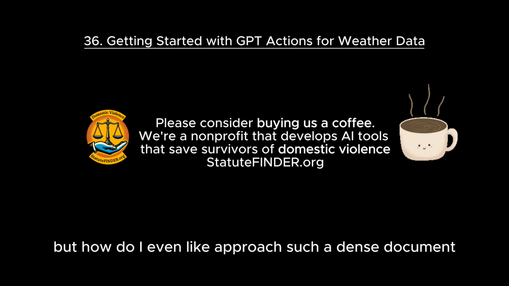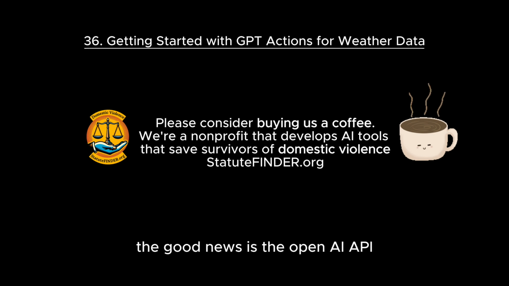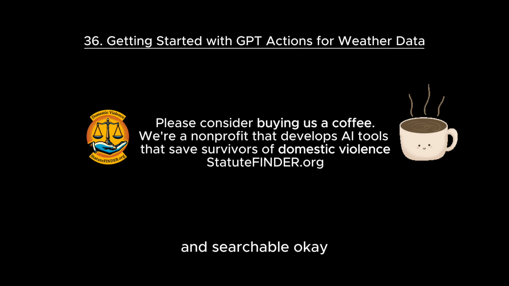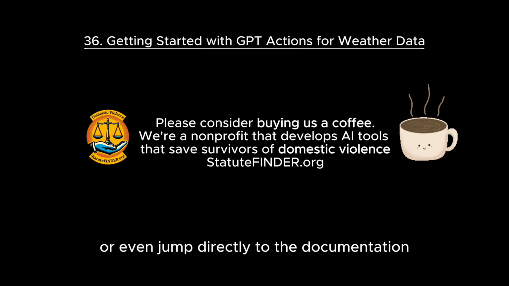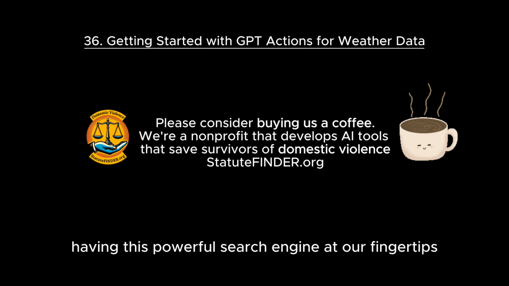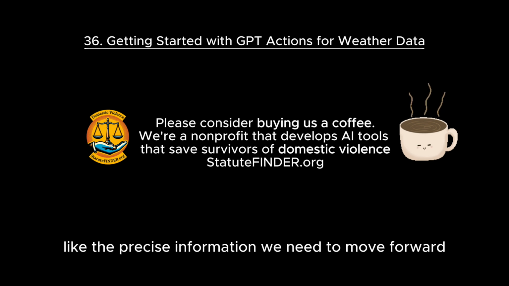Okay, that sounds incredibly useful. But how do I approach such a dense document? Is there a specific strategy for navigating it effectively? Absolutely. The good news is the OpenAI API reference documentation is incredibly well structured and searchable. You can browse by category, you can search for specific keywords, or even jump directly to the documentation for a particular API endpoint. So it's like having a powerful search engine at our fingertips, allowing us to quickly locate the precise information we need to move forward.